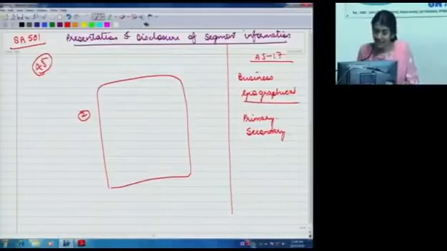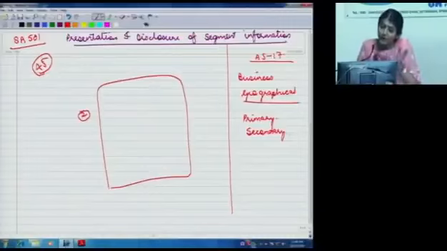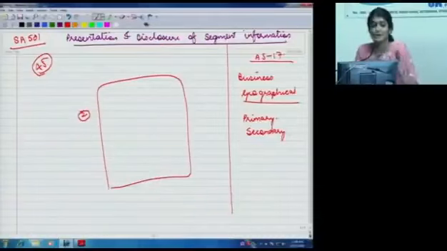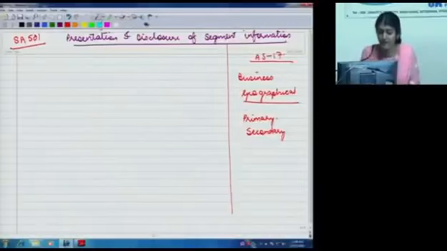They have asked you, how will you do the audit of segment information? You have written what is segment information. So certainly you are not going to get marks. Now presentation and disclosure of segment information, whose responsibility?